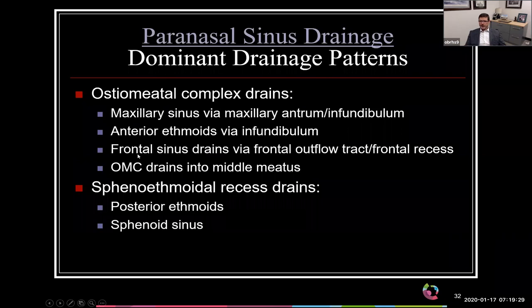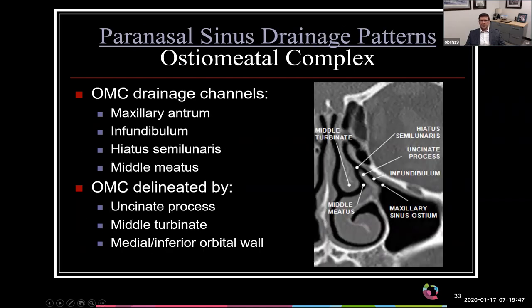The frontal sinus drains through the frontal recess, and it either extends into the infundibulum or the middle meatus, depending upon the attachment site of the uncinate process. And all of the osteomeatal complex drains into the middle meatus. And then the sphenoethmoidal recess drains the posterior ethmoids and the sphenoid sinuses.